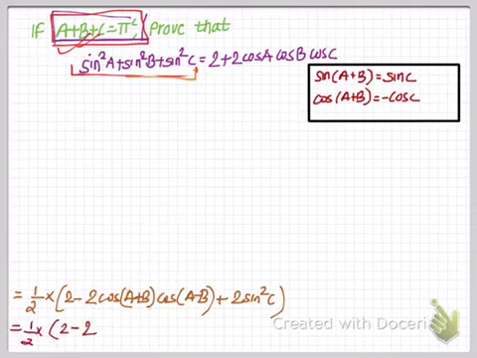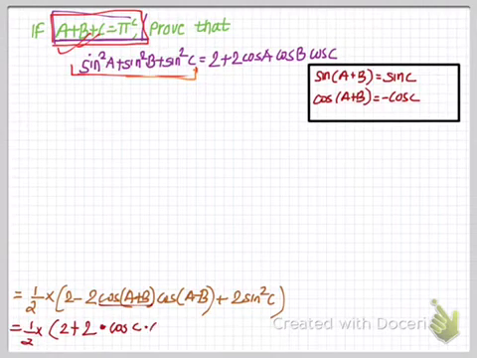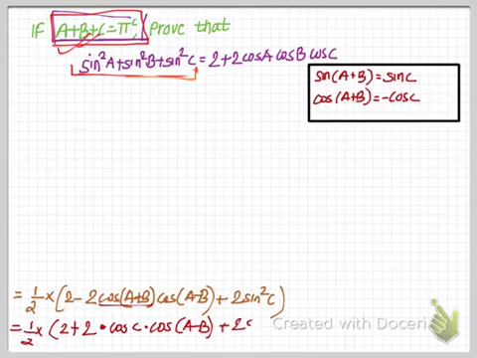So let's do that. Instead of cos(A+B), I can write minus cos C, but this minus multiplies with this negative sign and becomes positive, so I can get rid of the negative sign here, and the remaining terms I'm going to write as they are.